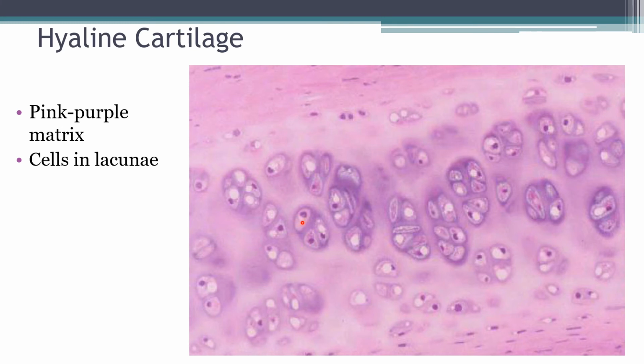Then you're going to see these cells. These are cartilage cells, so they're called chondrocytes. So you have chondrocytes in lacunae in your hyaline cartilage. It looks like this. Okay?